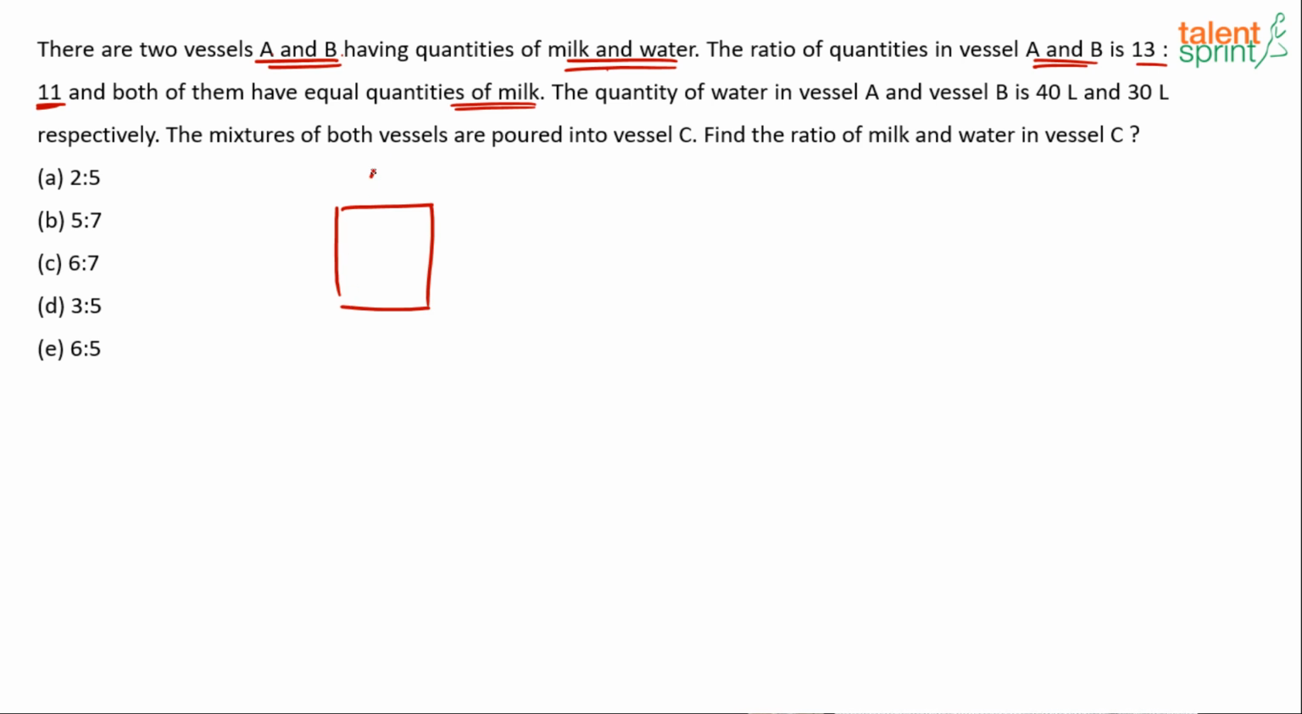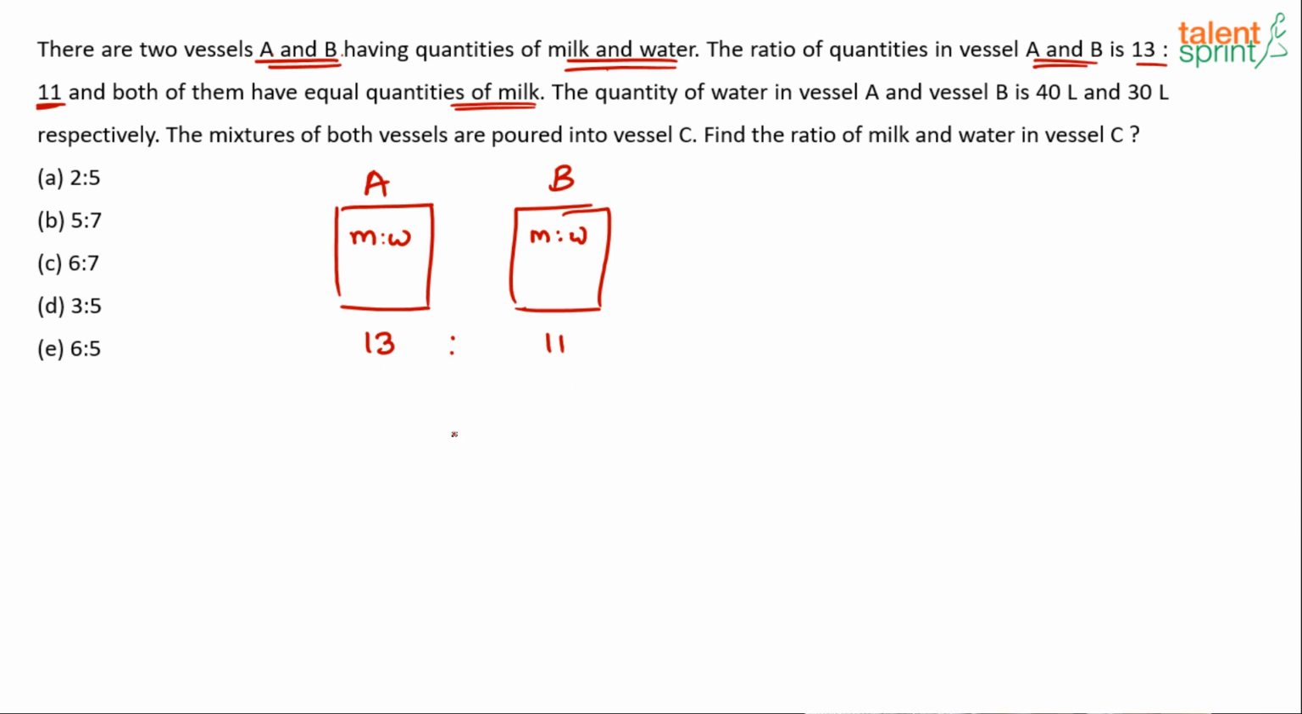This is vessel A, let's assume. Don't do all this in the exam, just trying to set the context. So vessel A and vessel B, both of them have got milk is to water. The ratio of quantities in A and B itself is 13:11. So if this is 13 parts, this is 11 parts. If the quantity of vessel A is 26 liters, then that in vessel B would be 22 liters. If this is 130 liters, then this is going to be 110 liters, right?